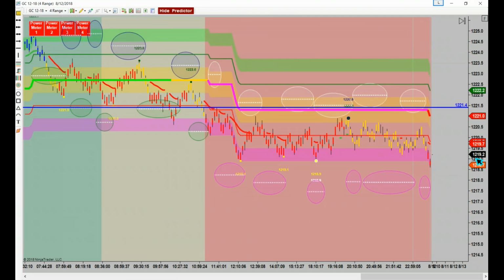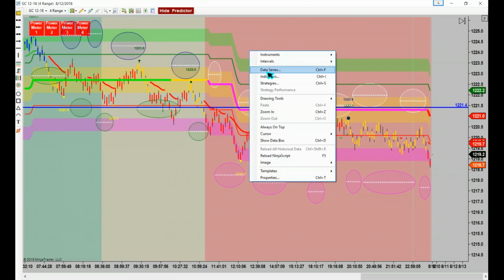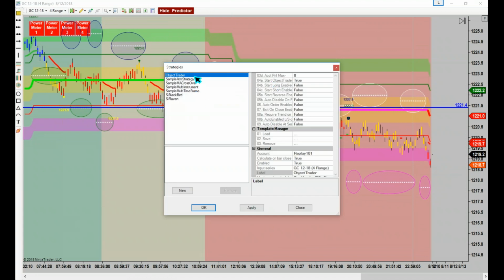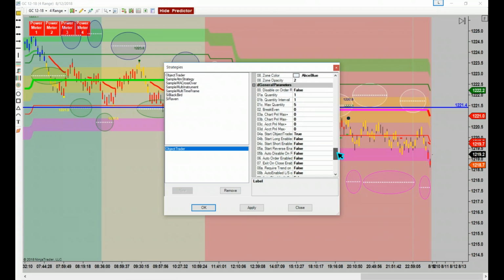Let's see, Lewis is saying, can you show us, Gary? On which one, Lewis? Well, I'm going to show it on Object Trader. We'll go ahead and get Object Trader up. And let's see, I think I've got it set for 5. We'll leave it at 5. That's fine. Okay, Object Trader, yeah, we'll show that.